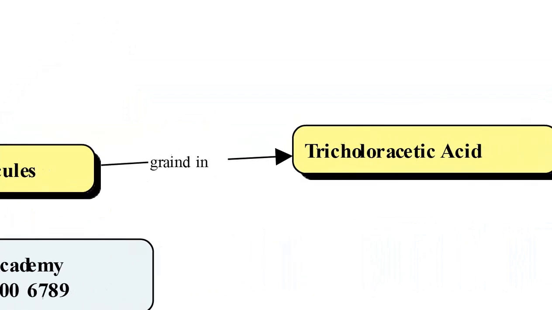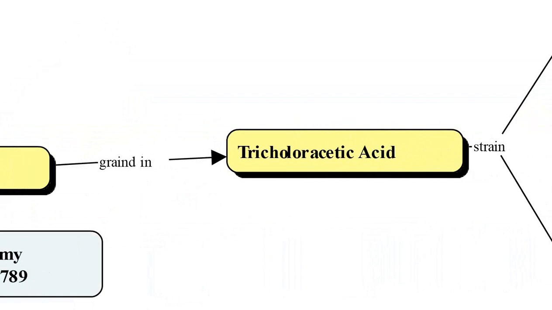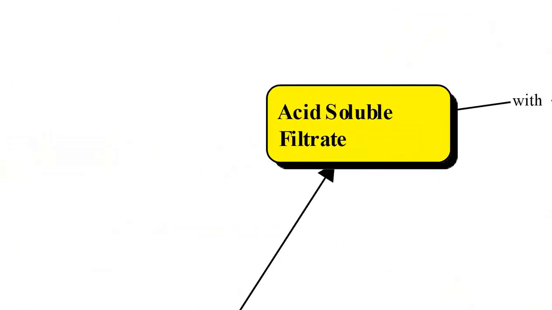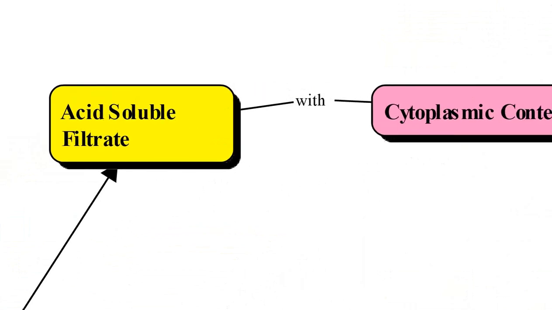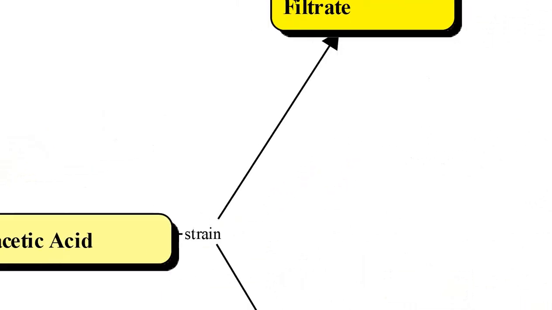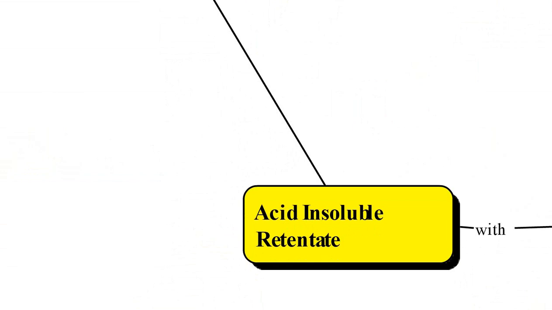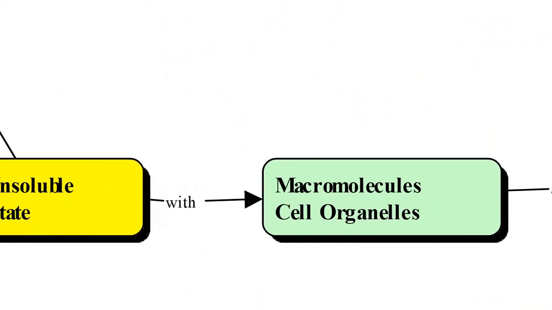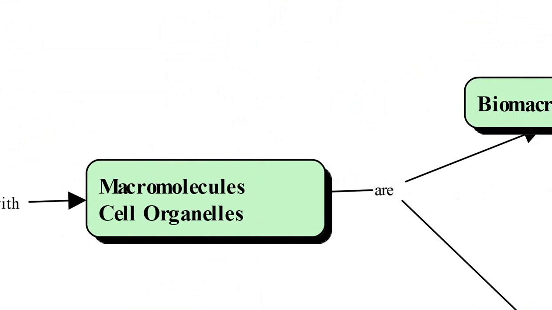When these biomolecules are ground with trichloroacetic acid, usually we get two components. They are the acid soluble filtrate, where a high amount of cytoplasmic contents are present. Then the other part is the acid insoluble retentate, which contains different kinds of macromolecules as well as the cell organelles.